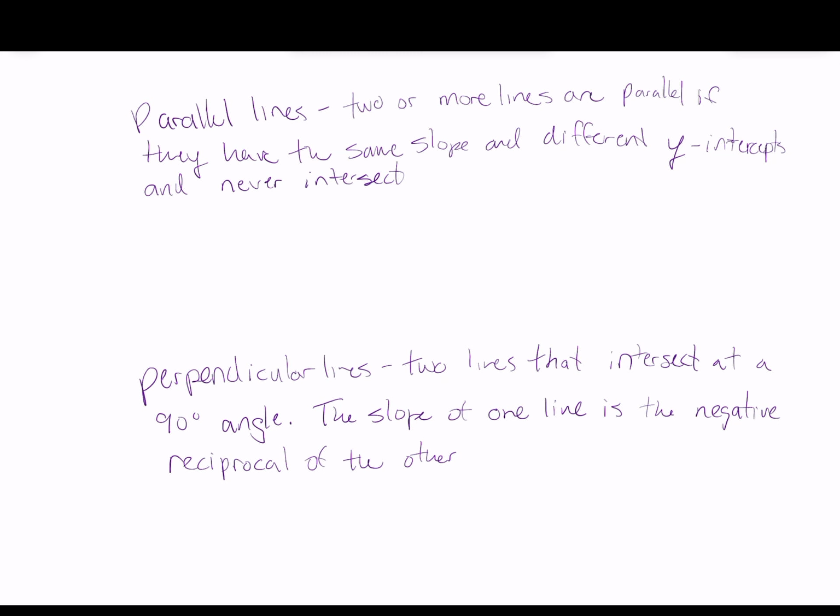So if we have 2 equations that look like this, y is equal to 3x plus 4, and y is equal to 3x minus 7, are those lines parallel? Well, they clearly have different intercepts, because 4 is not equal to negative 7, and the coefficient in front of x in slope-intercept form is 3 in both cases. So this line and this line, these are parallel.